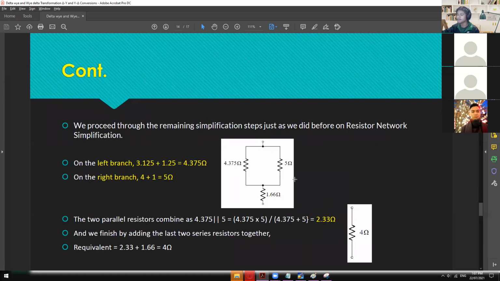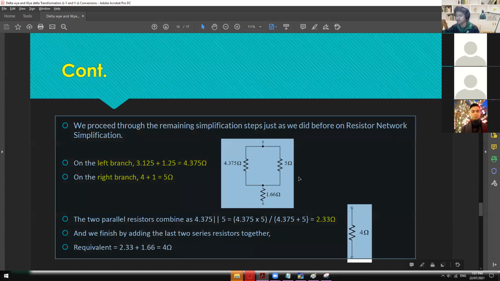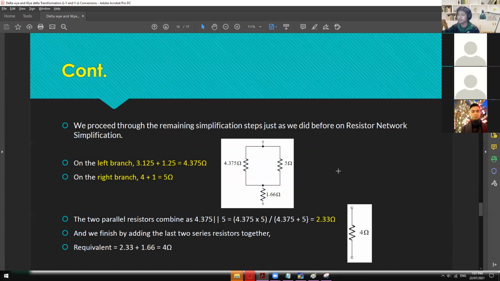And then after that, you can now say that they are really in parallel connection, since we now have separate nodes right here, and we don't have another node right here or right here which will conflict, to say that some of them are in series connection. So in here we could say that this one is really in parallel. So 4.375 times 5 divided by 4.375 plus 5. Just apply the formula of a parallel connection, and then you will get 2.33.